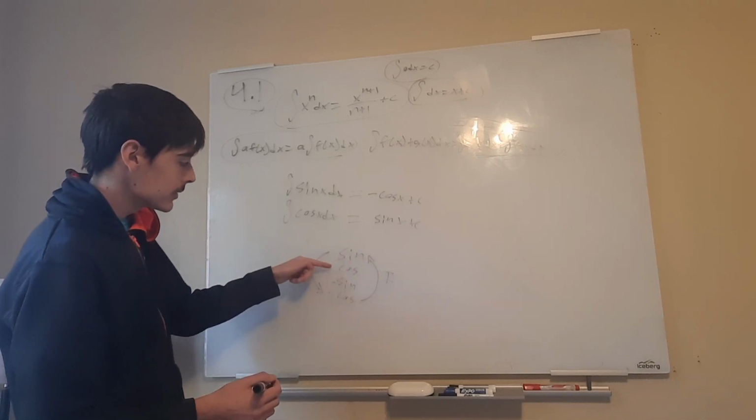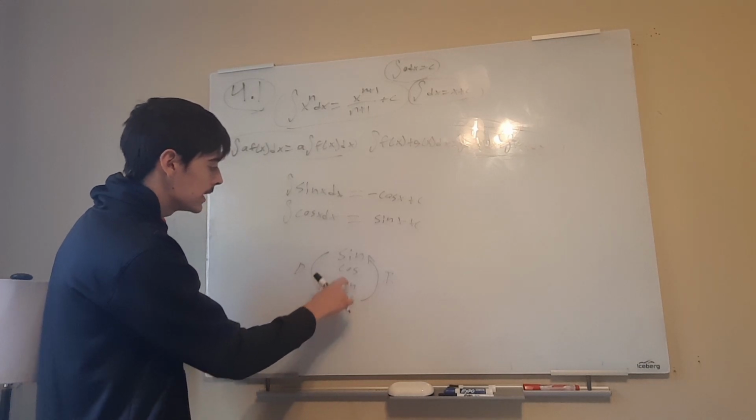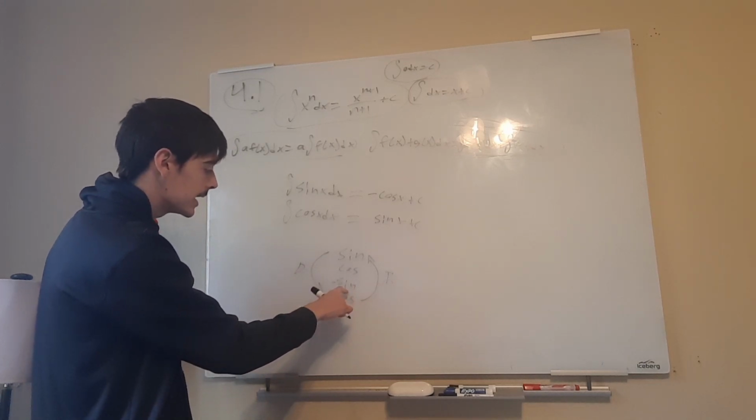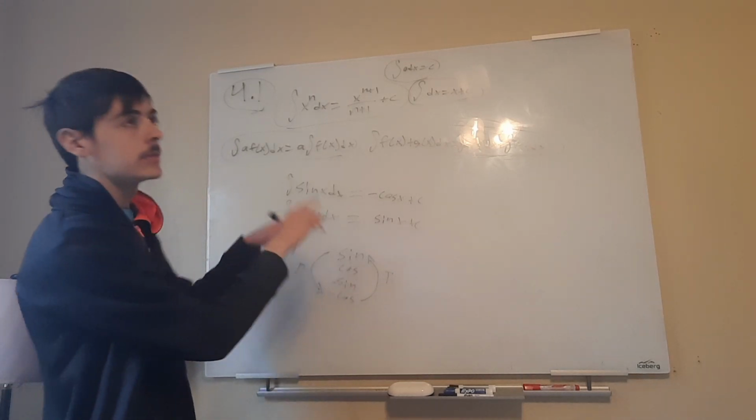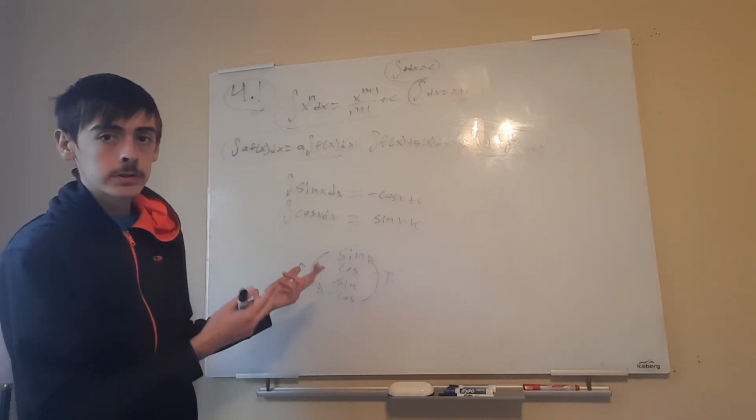So deriving sine, you get cosine. Deriving cosine, you get negative sine, and so on. And if we do it backwards, integrate negative cosine, you get negative sine. Integrate negative sine, you get cosine, and so on. So this is a way to remember the sine and cosine integrals and derivatives.